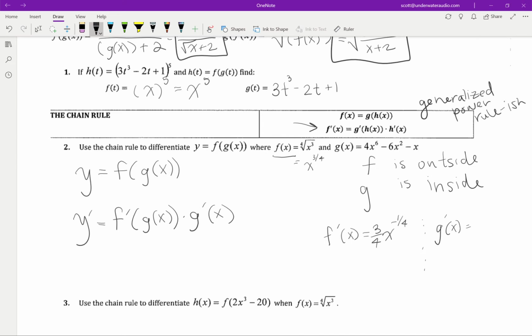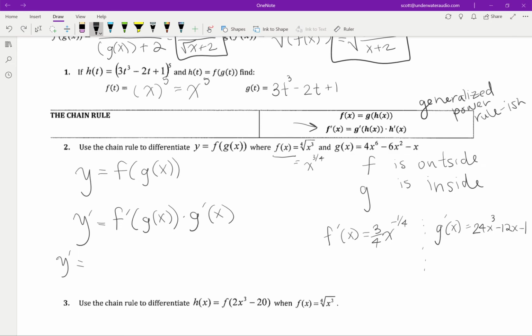So just the power rule here, bring down the 6, that's 24x cubed minus 12x minus 1. Now I'm going to do my composition of functions. So y prime, I need f prime, but everywhere there's an x, I'm going to replace it with that g of x, which is the original thing up here.